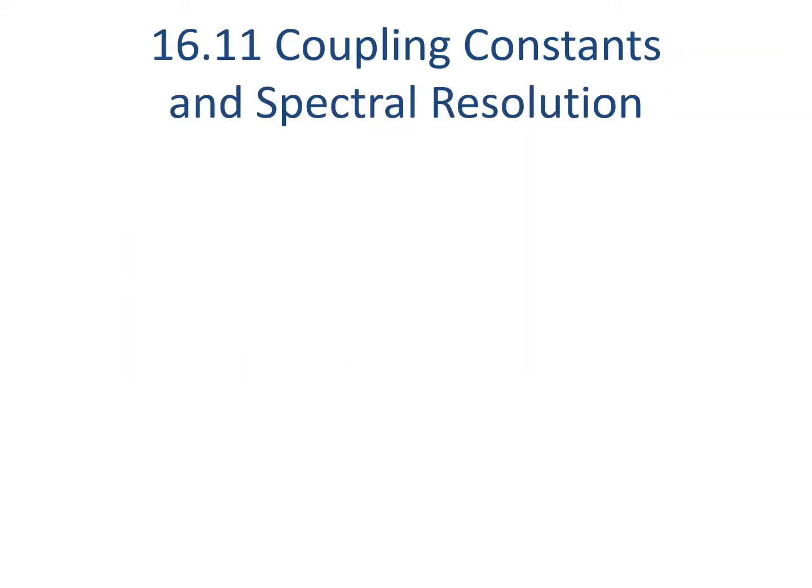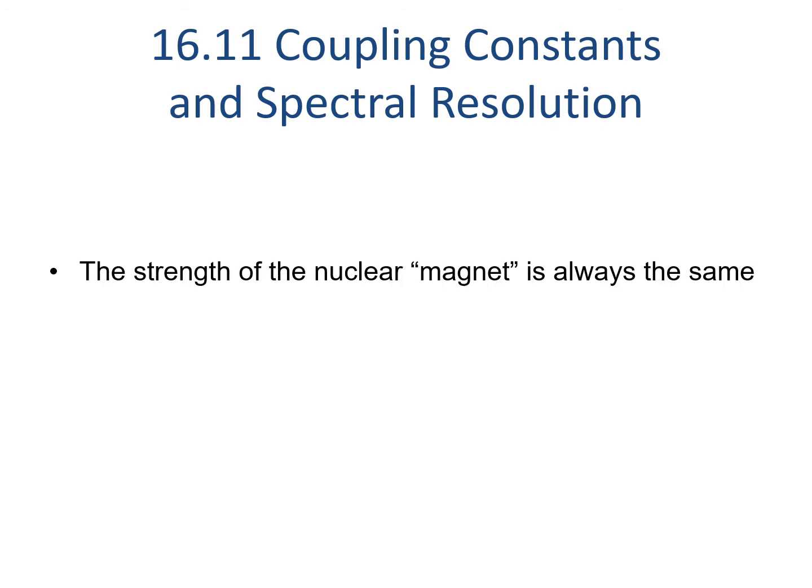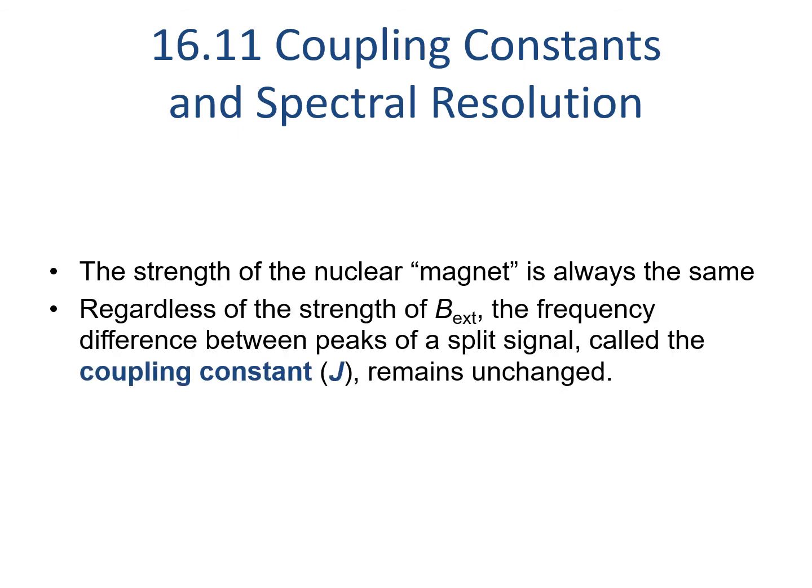We had talked before about how all the shifts should end up being exactly the same no matter the strength of the instrument. That's actually a little bit different than what we see when we're talking about the splits. The splits are caused by nuclear magnets, and the nuclear magnet always has the same strength. And so no matter what the external magnetic field, the frequency difference between peaks of a split signal, which we call the coupling constant and indicate with J, remains unchanged.